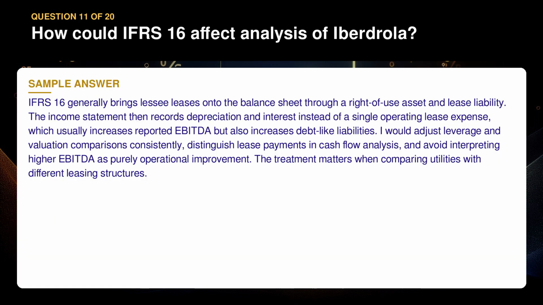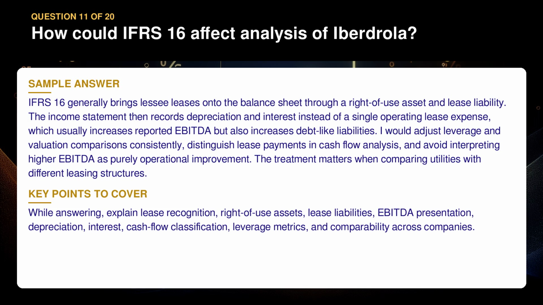International Financial Reporting Standards 16 generally brings lessee leases onto the balance sheet through a right-of-use asset and lease liability. The income statement then records depreciation and interest instead of a single operating lease expense, which usually increases reported EBITDA but also increases debt-like liabilities. I would adjust leverage and valuation comparisons consistently, distinguish lease payments in cash flow analysis, and avoid interpreting higher EBITDA as purely operational improvement. The treatment matters when comparing utilities with different leasing structures.